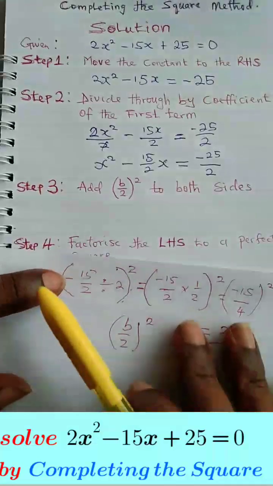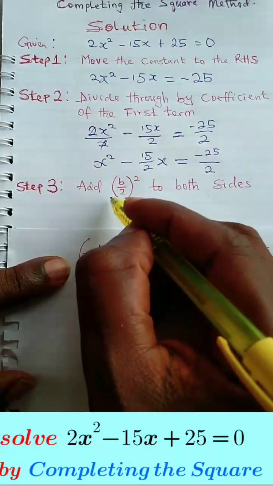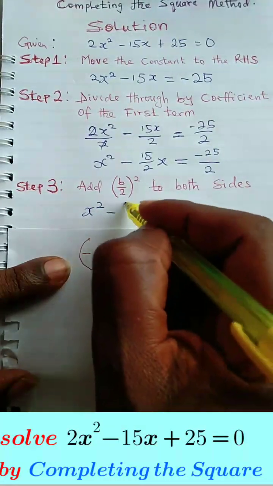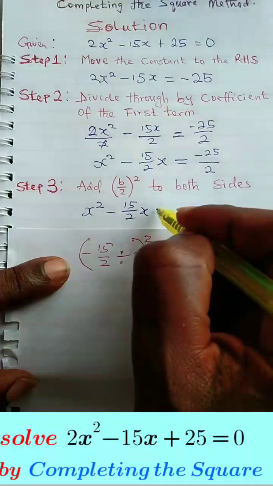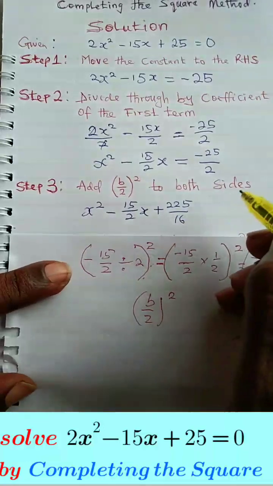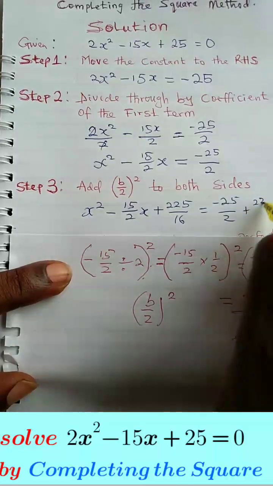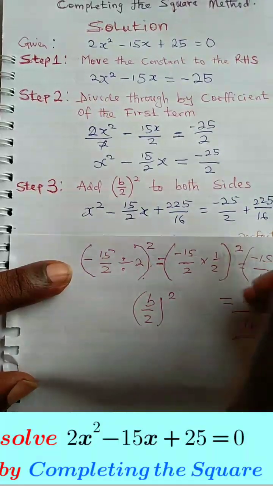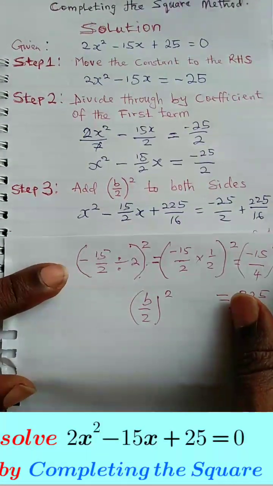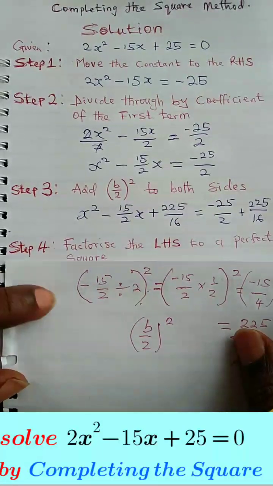So this is what we're going to add to both sides now. Let's do that immediately. So we're going to have x squared minus 15 over 2 x plus 225 over 16 is equal to minus 25 over 2 plus 225 over 16. Can you see that now? I have added that to both sides of the equation. So let's go now to our step 4.